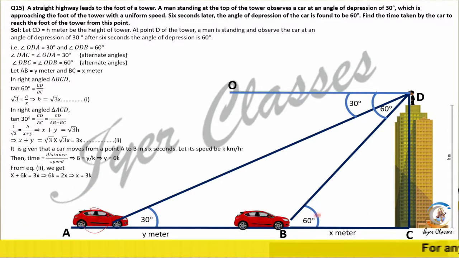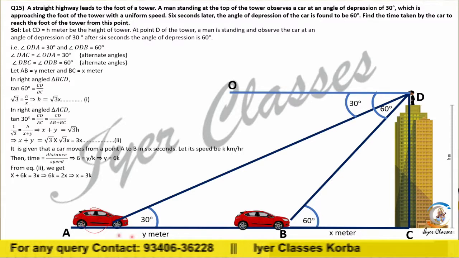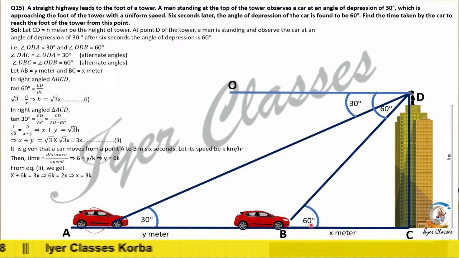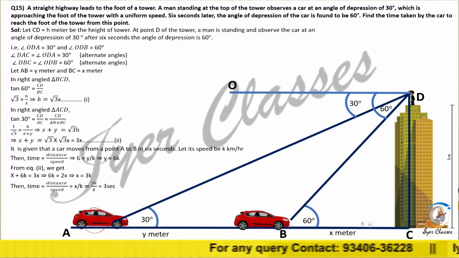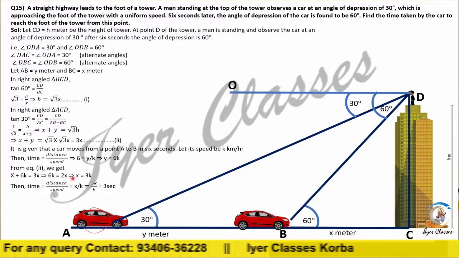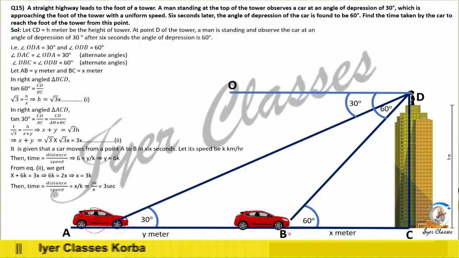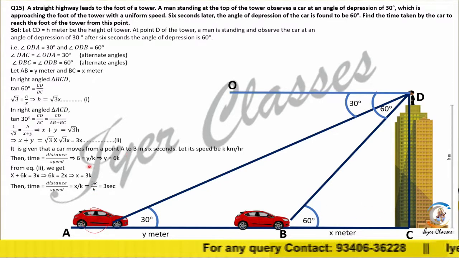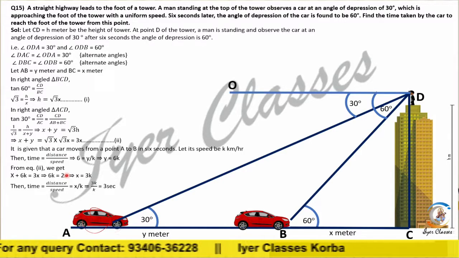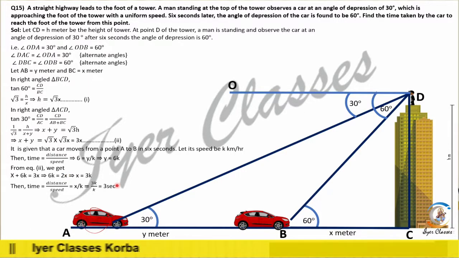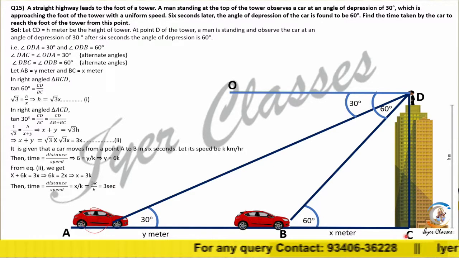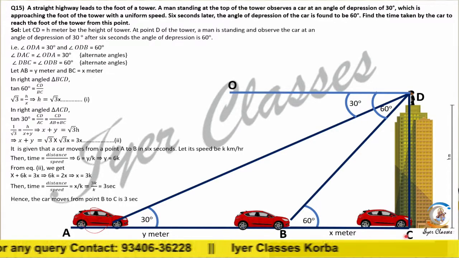So this distance also is obtained in terms of k. So we have got y is equal to 6k and x is equal to 3k, right? Now you are supposed to find the time to travel from B to C, that is the x meters. So we know time is equal to what? Distance by speed. What is the distance? x. What is the speed? k. And x we already know is equal to 3k. Put the value 3k, divided by k, that gives you 3. So the time taken by the car to move from B to C will be another 3 seconds. So that is your answer.